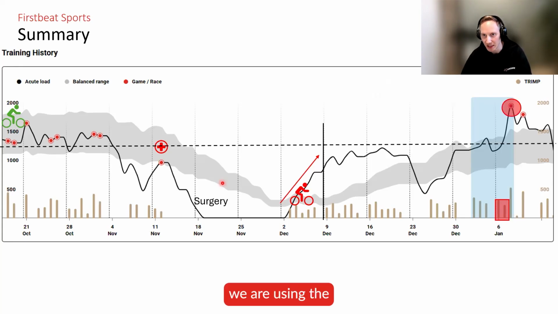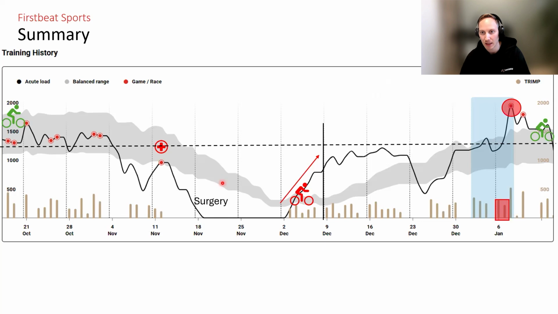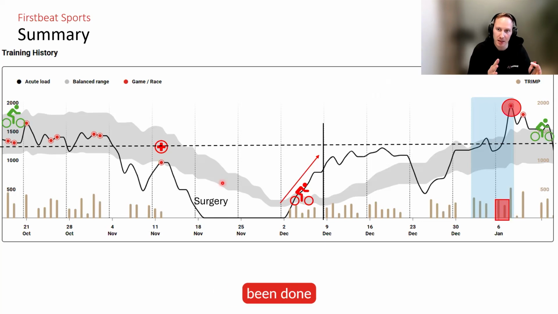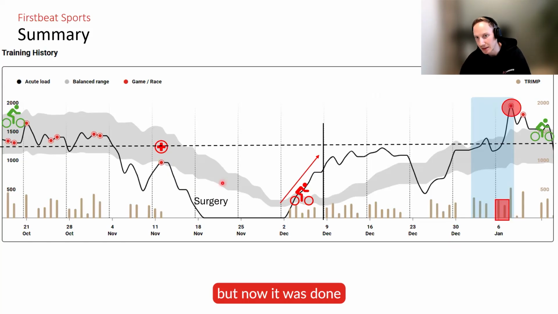And lastly, we are using the game values to compare again to pre-injury values to see how he is reacting to the game load, to the most demanding phases. And then on the 15th of January, maybe a bit late, could have been done a bit earlier before the actual return to game, but now it was done a week later, and they got good results, and he could continue the training with the team.